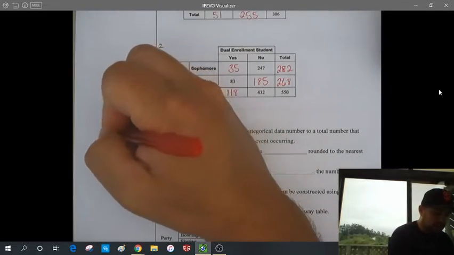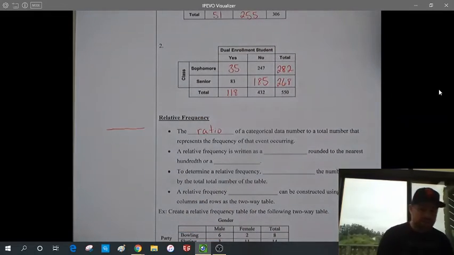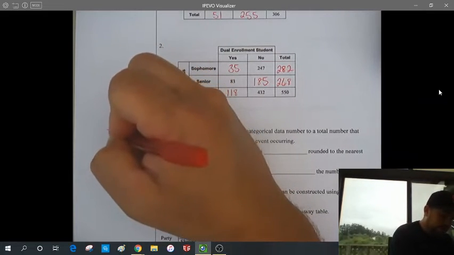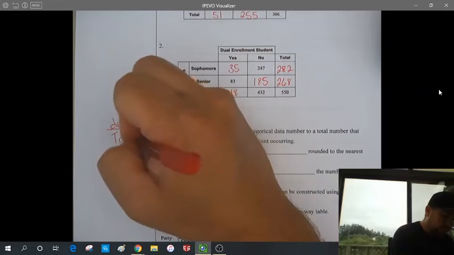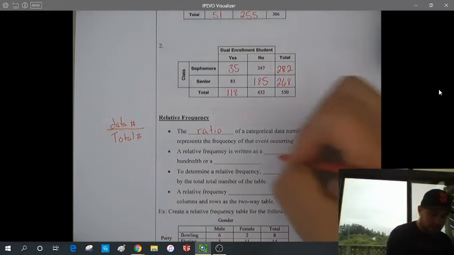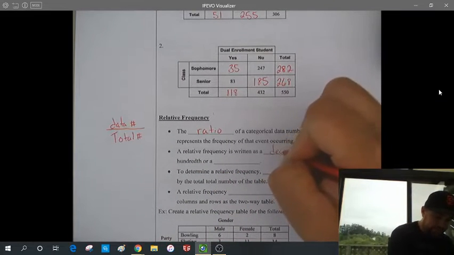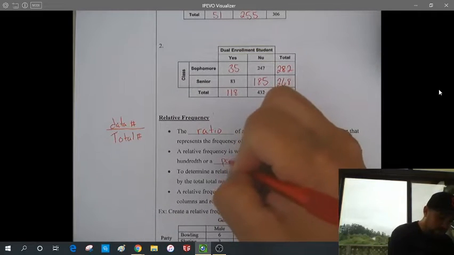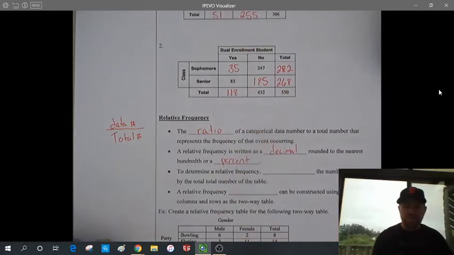And again, it's a ratio, so remember ratios are fractions, and so it's a data number divided by a total number. And for the idea of a relative frequency, we're going to write it as a decimal when we get our number, rounded to the nearest hundredth unless otherwise specified. Or if we're asked to, or if we're given the data as percents, then maybe we'll use percentages. But either one would work.